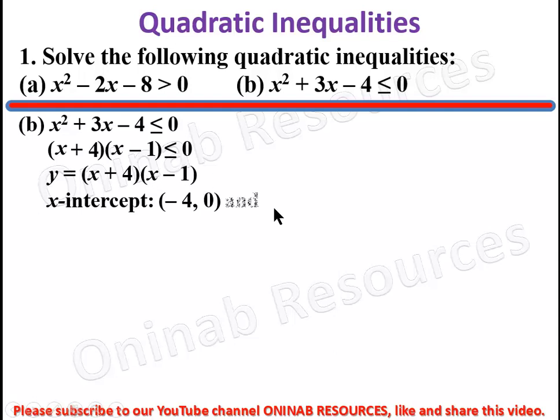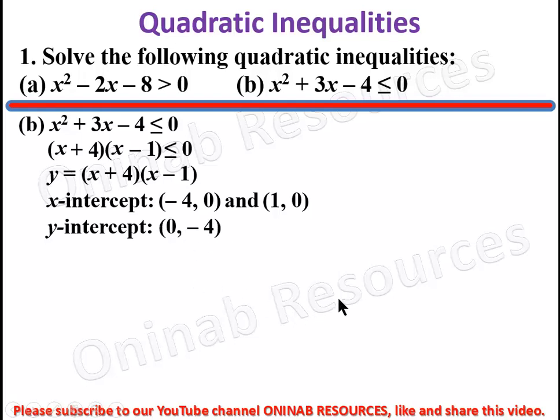So the other point will be what? 1, 0. Then we go for the y-intercept. For the y-intercept, we put x is equal to 0. This is 0, 0. 4 times negative 1 gives negative 4. So that will give us 0, negative 4.